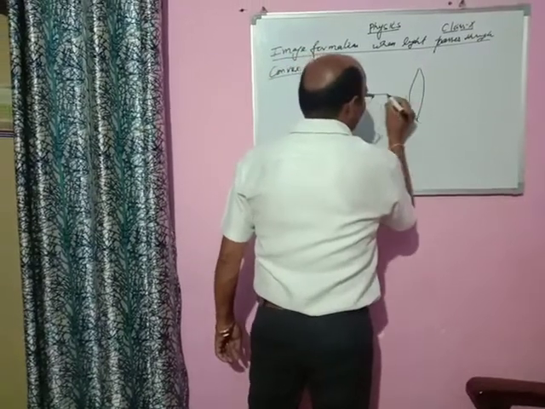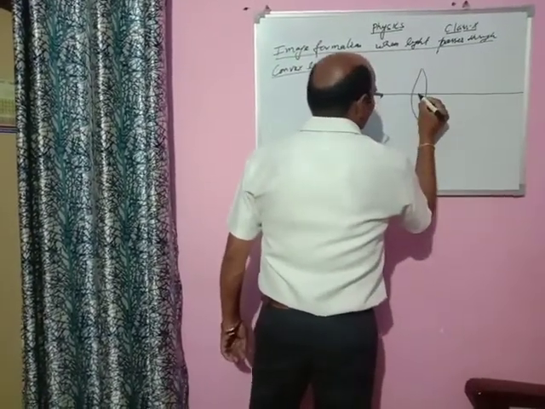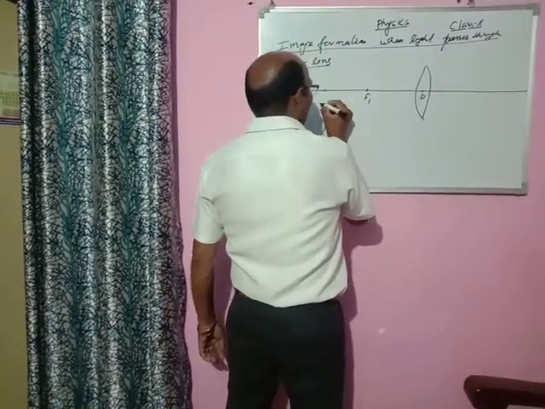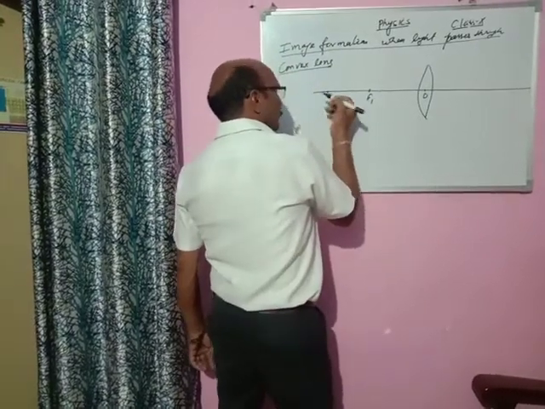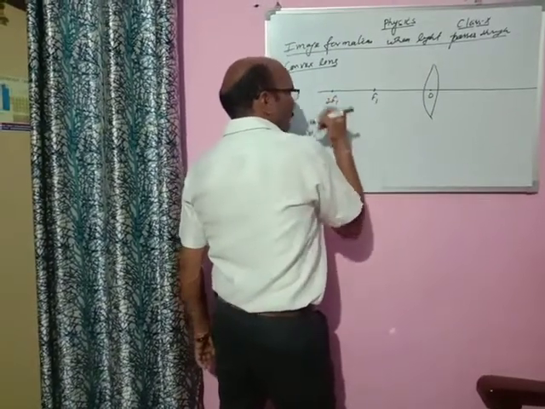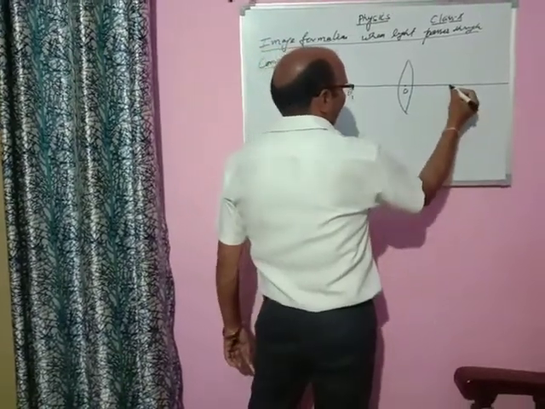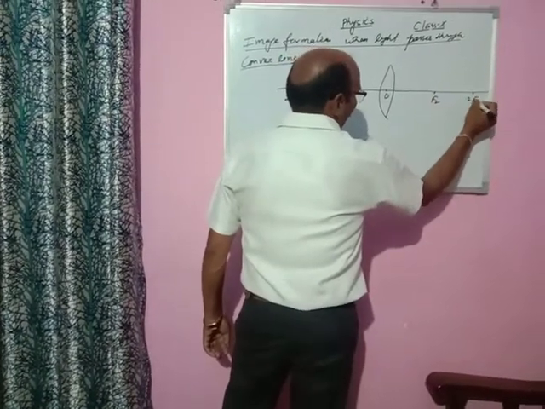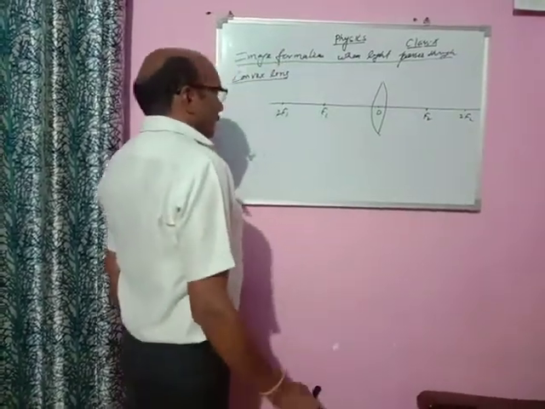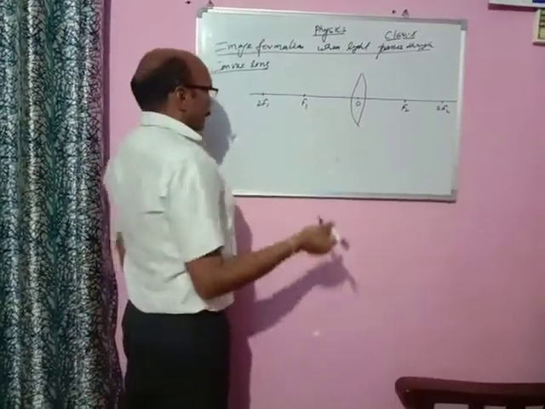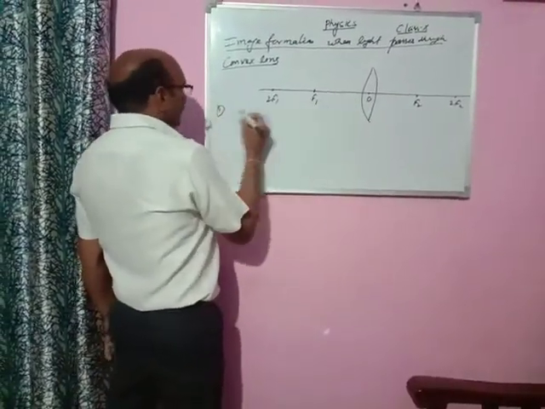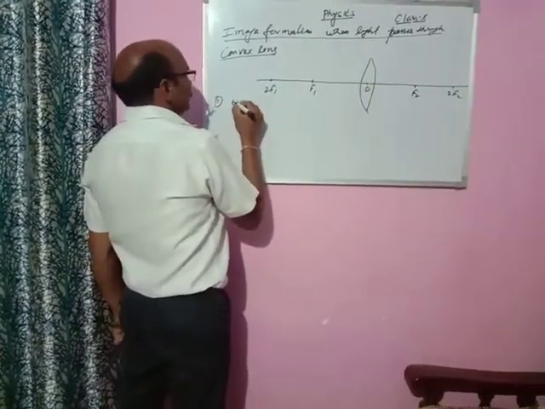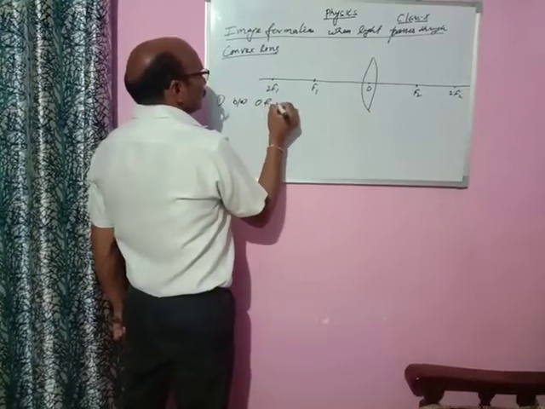This is a convex lens, and this is the principal axis. This is O, this is F1, this is 2F1, or you can say C2, and this is F2, and this is 2F2. Okay. Where can the object be kept? Number one, the object may be between O and F1.